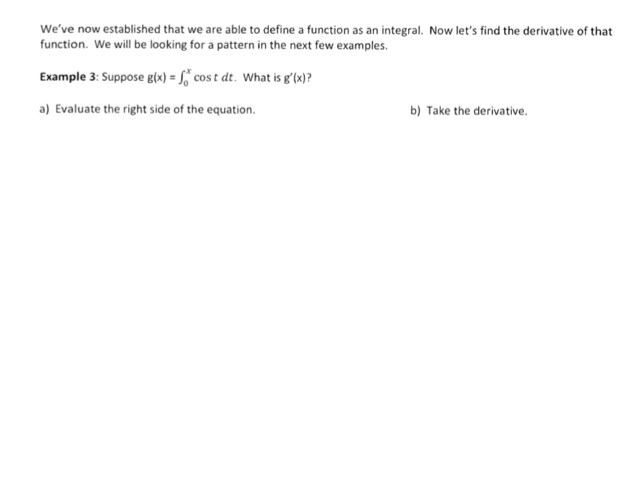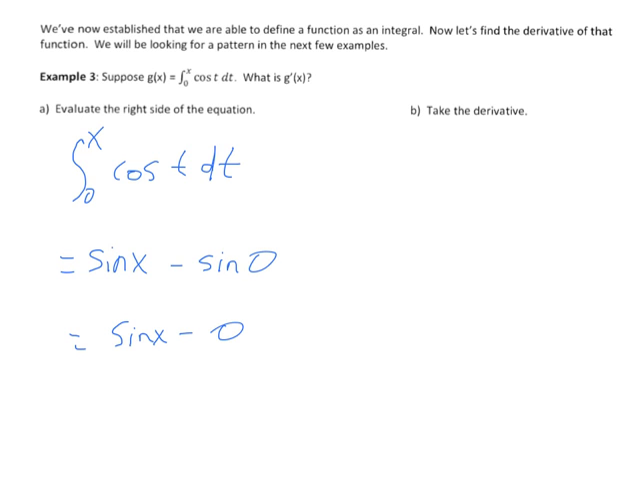So in example 3, if we say that g of x is the integral from 0 to x of cosine of t, we want to find g prime. We're just going to go through a bunch of examples like this. We want to evaluate the right side of that equation. So we need to take the antiderivative. The antiderivative of cosine is sine, and we'd have sine of x minus sine of 0, which is really just sine of x minus 0. So the minus 0 doesn't matter, but I'm just going to leave it there anyways.